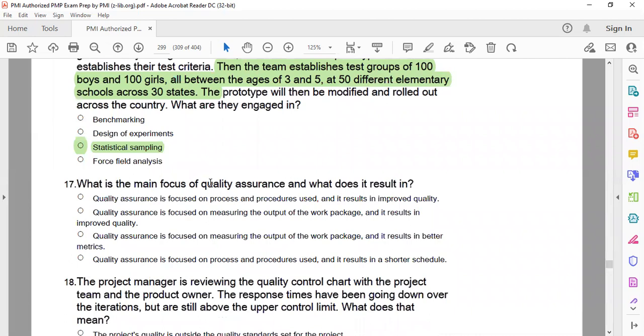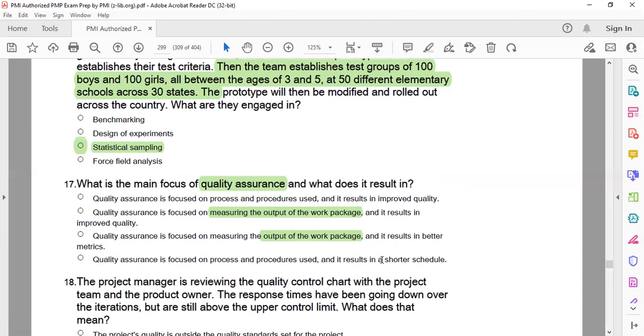What is the main focus of QA? QA is focused on processes and procedures. QA is focused on measuring the output of work package. Really? QA work on the process or product? QA is working on the process.